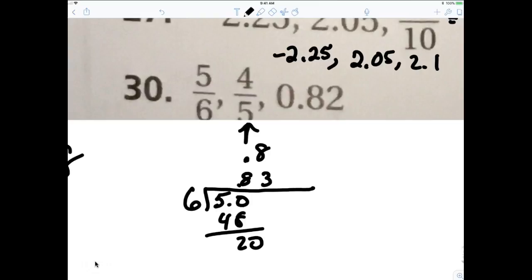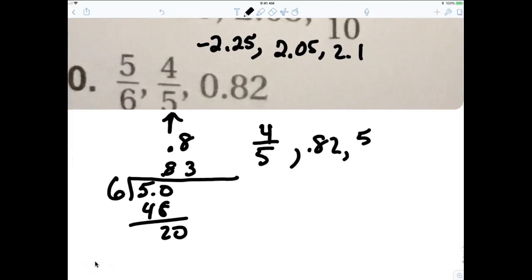Because I know which one's the smallest. What's 4/5? Oh, I mean 0.8. You understand that? All right, so you would write down 4/5. Then what? Then 0.82. And then I would write the fraction. The reason I wouldn't write 0.83 is because 5/6 isn't the same as 0.83. You understand what I'm saying? I would write the fraction.